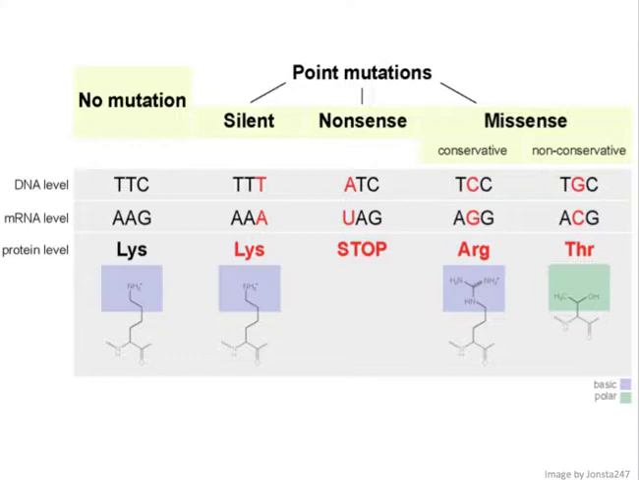However, you can also have a non-conservative missense mutation where the alternate amino acid has different chemical properties and thus will not behave like the original protein. So here in this example, the non-conservative mutation pulls in a G, which changes the amino acid to a threonine, and that has a polar entity on the end, which may change the folding and therefore the function of that protein.